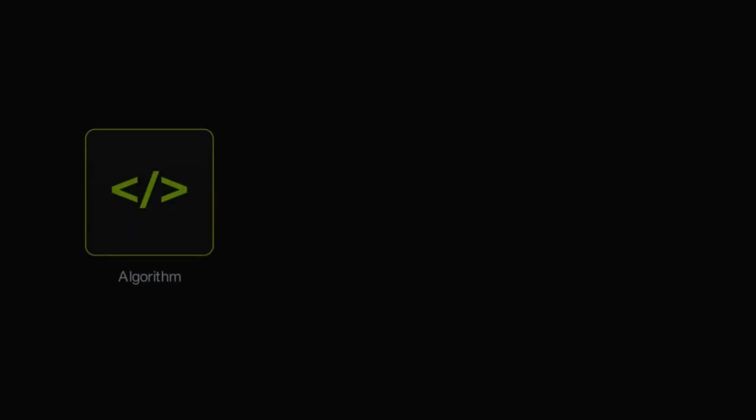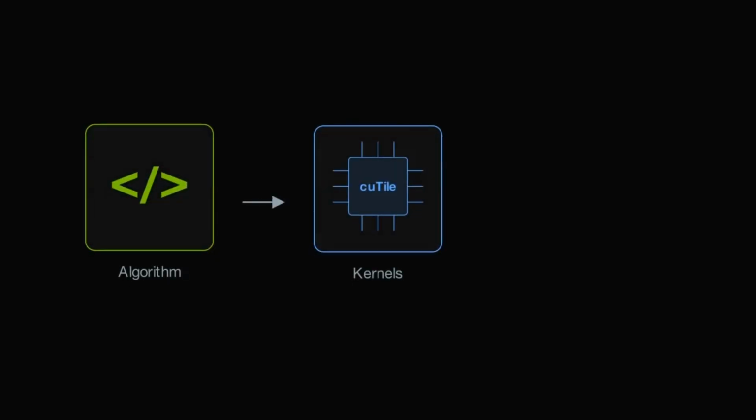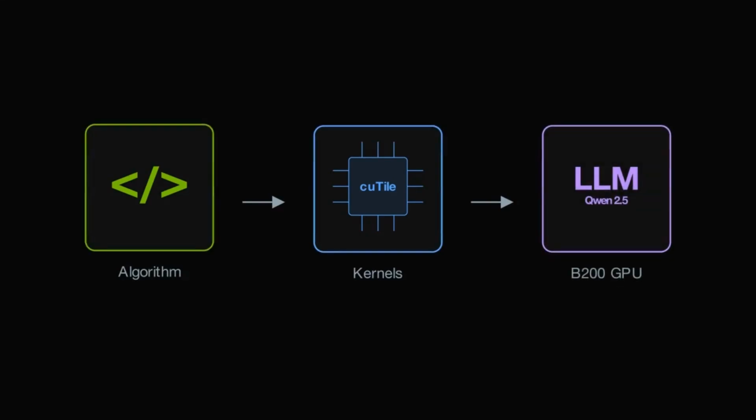TurboQuant solves both problems at once. It compresses the KV cache down to just 3 bits per coordinate, so you're storing 1/5 of your data and loading it 5 times faster. So I took the algorithm, wrote a set of cuTile kernels for Blackwell, and ran it on a real transformer, Qwen 2.5 on a B200.